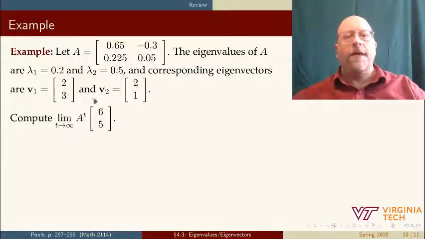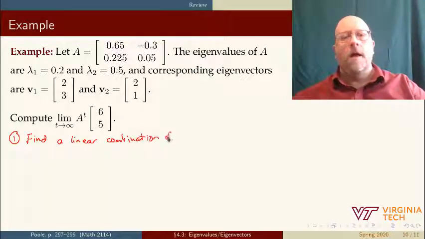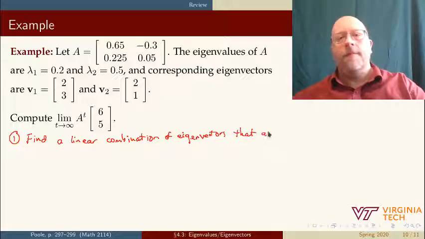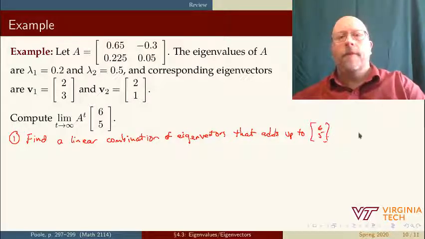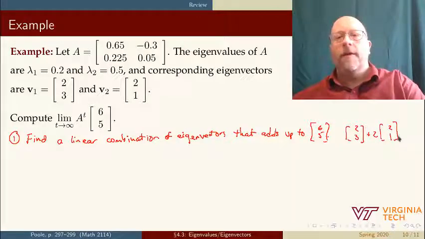So I need to find a combination of these two vectors that adds up to 6, 5. So we want to find a linear combination of eigenvectors that adds up to 6, 5. And that combination is 1 times 2, 3 plus 2 times 2, 1 equals 6, 5.